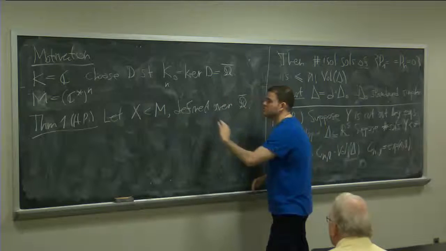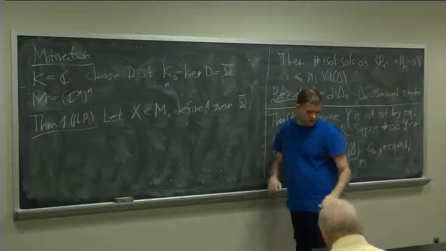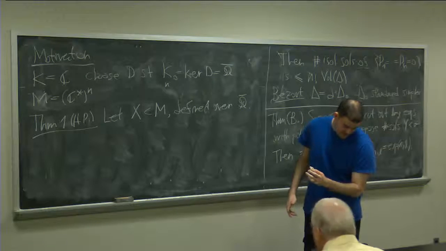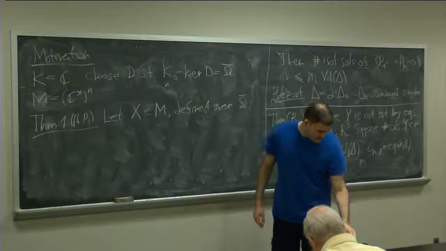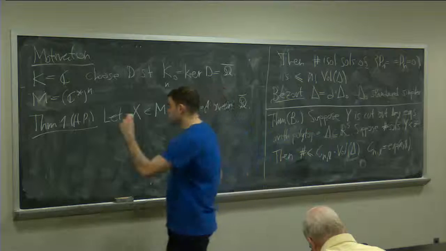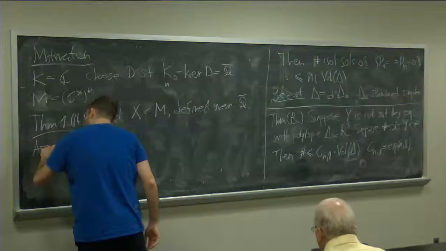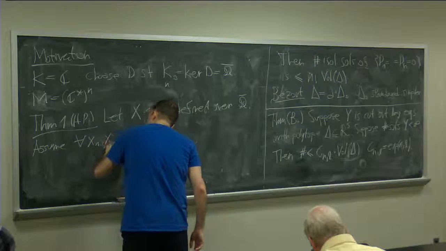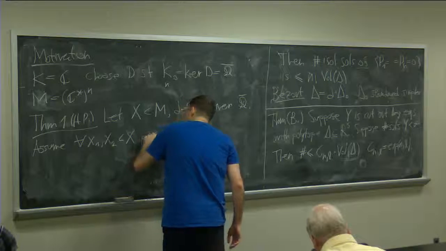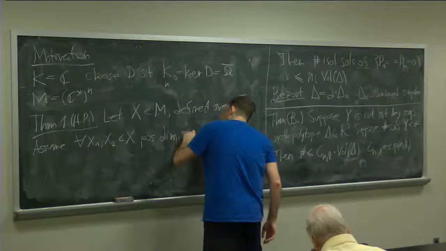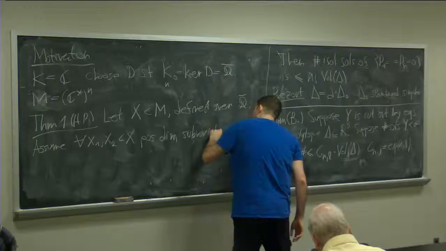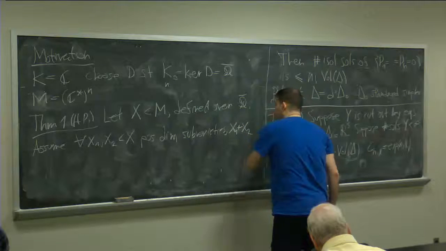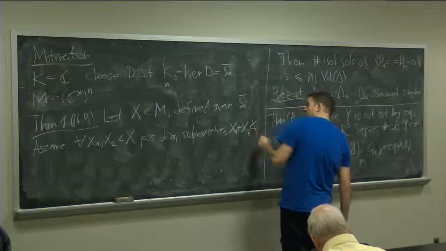So now we're taking X, which is defined over Q bar, and I want to add one more assumption to it, which would be nice to remove, but Hrushevsky and Pillai unfortunately needed it. So I'll be assuming that for any x1, x2 in X positive dimensional subvarieties, x1 plus x2, now these are varieties, right, not points, is not in X.